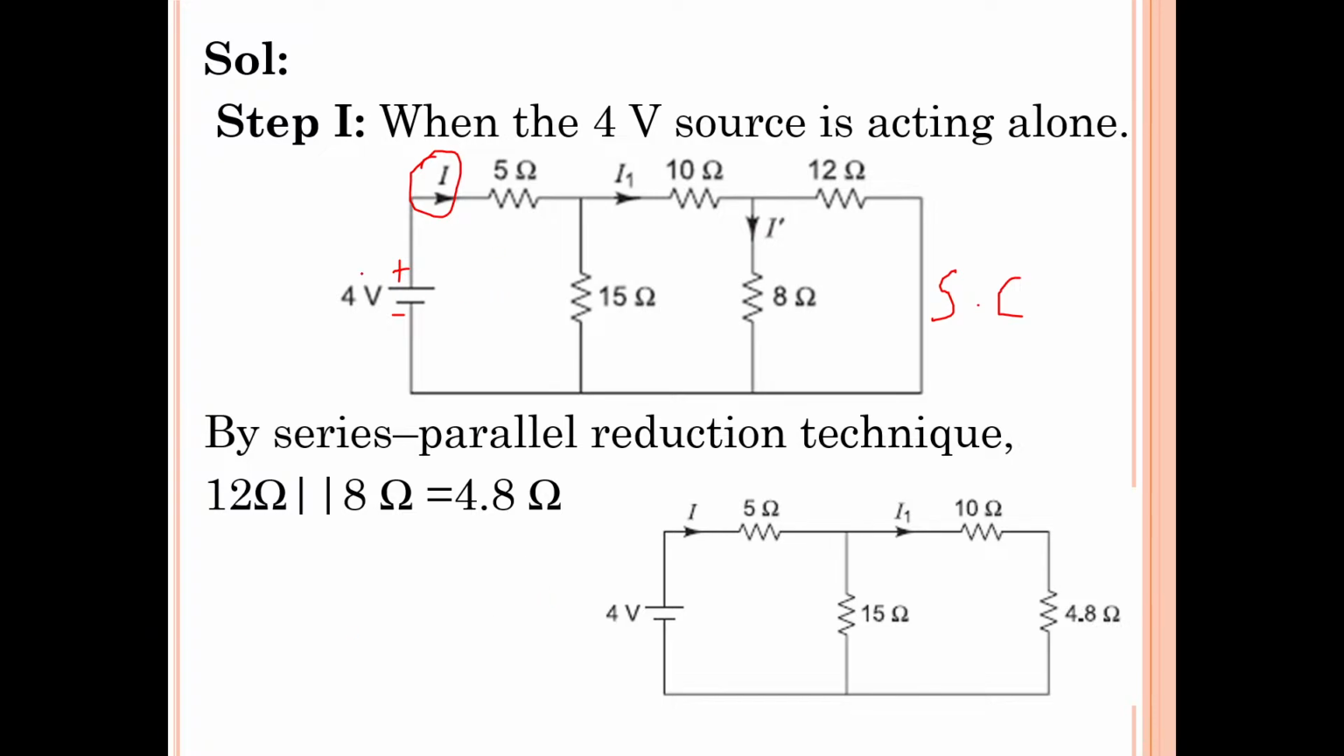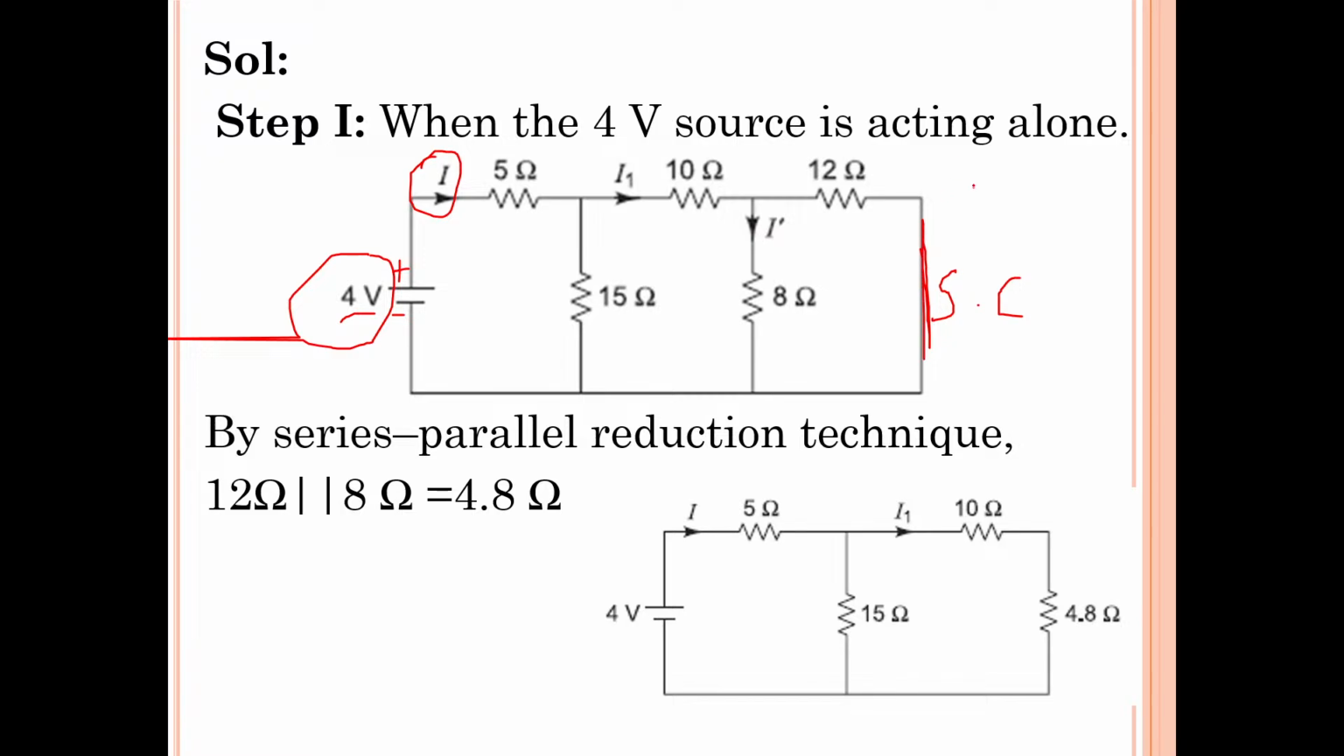I know the total voltage in the circuit is 4 volts. Total current is I. What is the total resistance? If I know the total resistance, I can determine the total current. I know the resistor values, so let us go to the opposite side of the source. This is my source, the 4 volts voltage source. This is the opposite side.